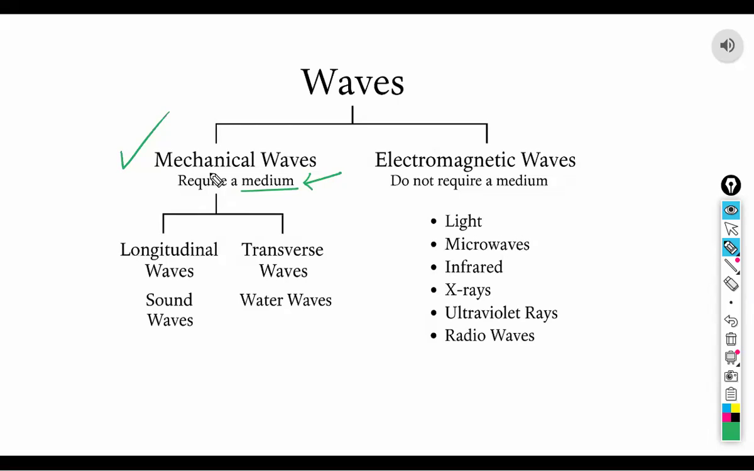The opposite of a mechanical wave is something called an electromagnetic wave. Now, electromagnetic waves do not require a medium. And these are some examples: light, microwaves, infrared. I'm sure you hear about plenty of these things here. But let's talk about light. Light is a type of energy, and it actually travels in the form of a wave. Now, light falls under electromagnetic waves, and we said that they do not require a medium. And I could prove that to you all.